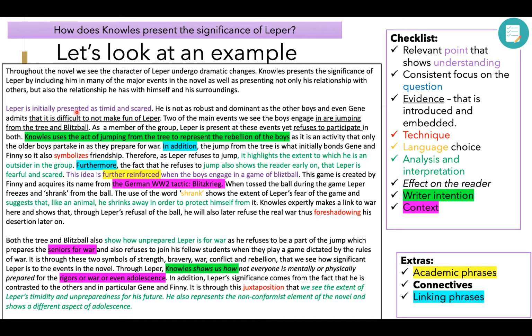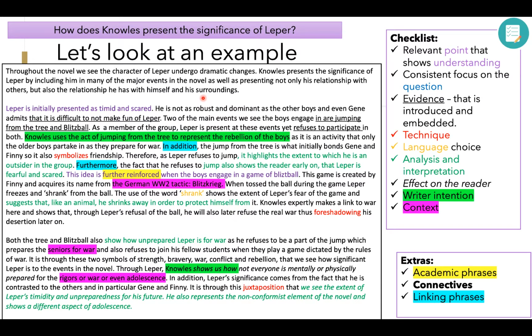So Leper is initially presented as timid and scared. Now note the word initially here, which lets the examiner know that I'm going right back to the beginning, so I can set up how he's presented, because I've also mentioned that I'm going to talk about the changes up here. So we have a relevant point, which shows that I've got a good understanding of Leper because I have these words here that describe him.